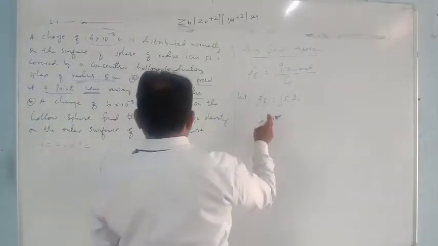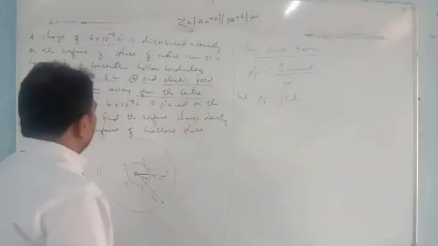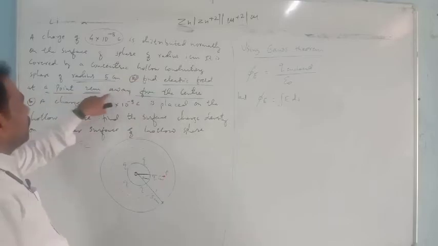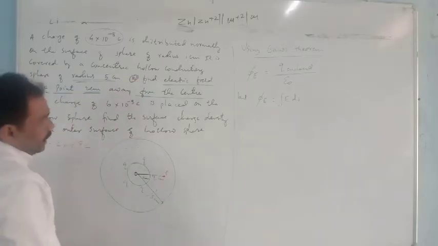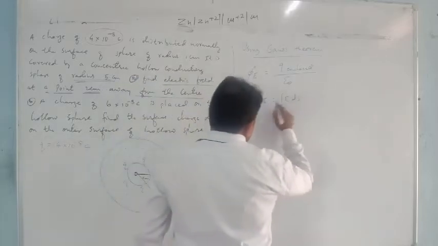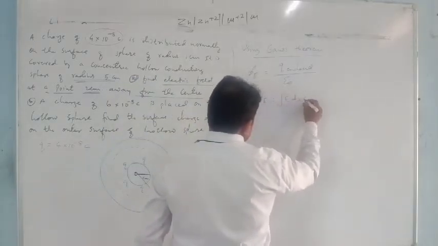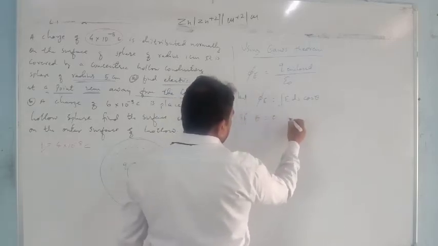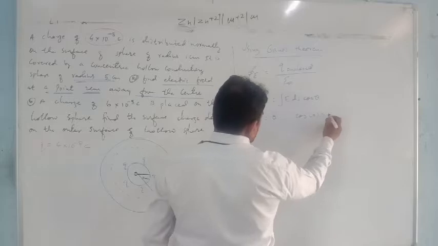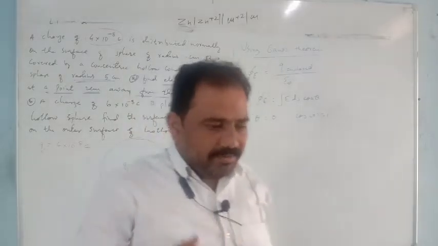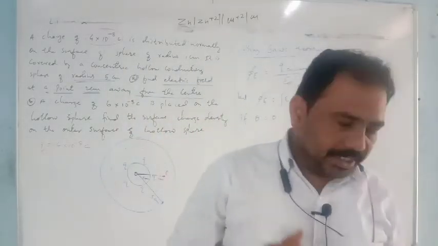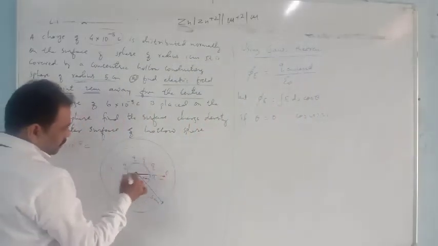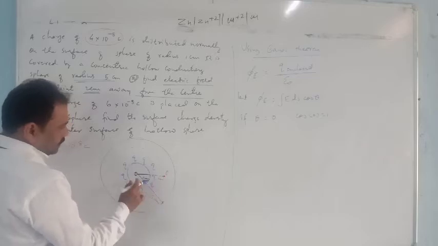Now see here, we have to find the electric field at a point 2 centimeter away from the center. Now electric flux has the formula, that is integration of E dS cos theta. If theta is considered as 0, then cos 0 is equal to 1. Why do we consider theta equal to 0? See here, charges are distributed on the surface of the sphere having radius 1 centimeter.